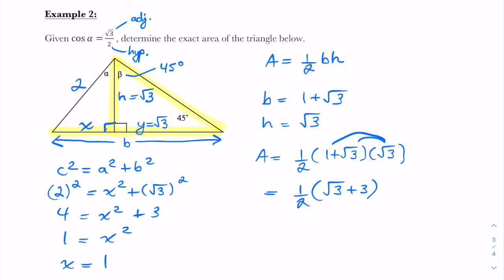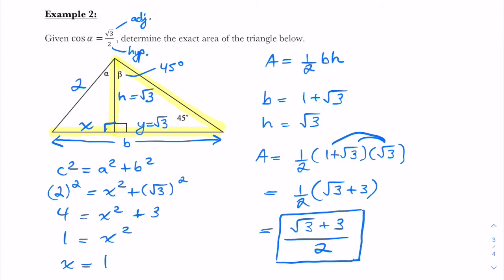If you'd like, you can also write this as one big fraction. It would be root 3 plus 3 all over 2, because we're doing a half multiplied by the expression in the brackets, which is equivalent to saying take the expression in the brackets and divide by 2. And that's going to be a simplified final answer for the area of this triangle.